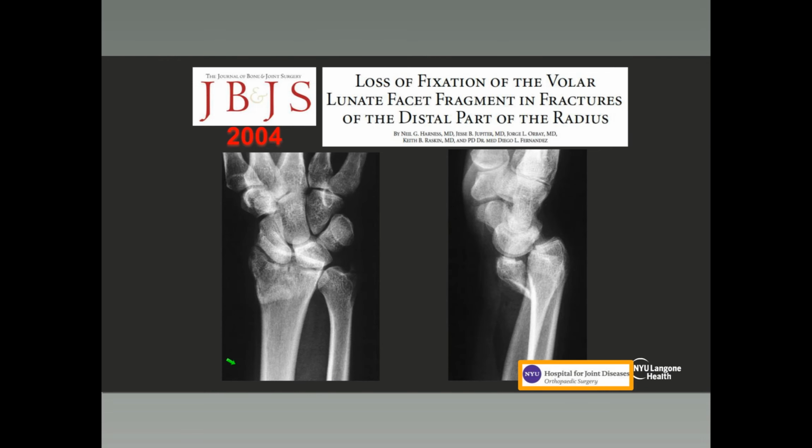Now, this is a great article from JBJS 2004 discussing how loss of fixation of the volar lunate facet fragment can lead to carpal subluxation or carpal dislocation. Now, here's a fracture, which you can very clearly see here. There's overlap of the scaphoid and the lunate over the dorsal rim. When you look at a lateral x-ray, you can see this is a coronal shear type fracture pattern. The lunate facet fragment is traveling volarly and distally. So it's very important, when you're doing this volar approach and putting a plate along the volar cortex here, to buttress this volar facet fragment.